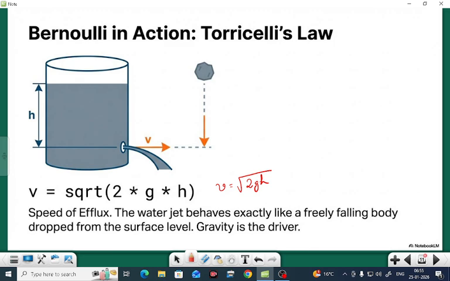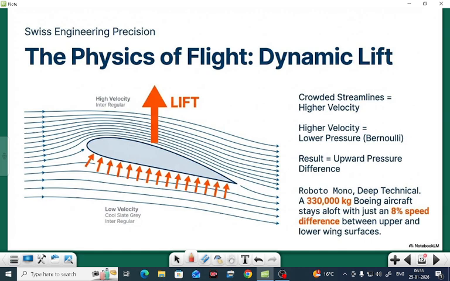The water jet behaves exactly like a freely falling body dropped from the surface level. Gravity is the driver. The physics of flight, dynamic lift.